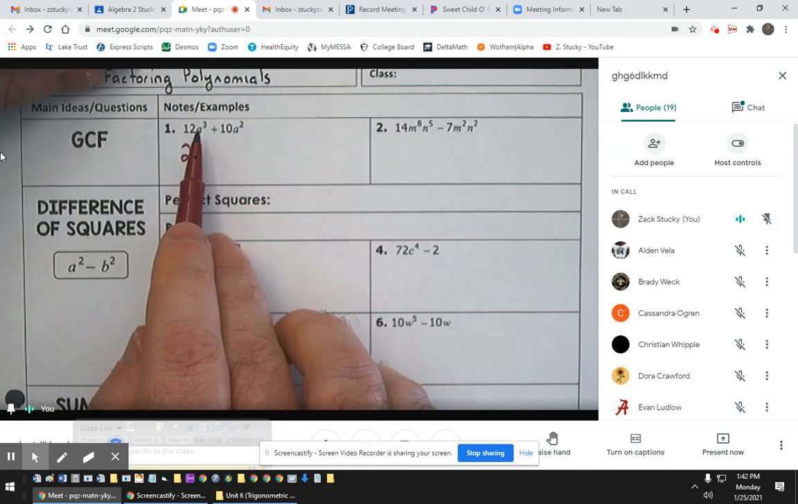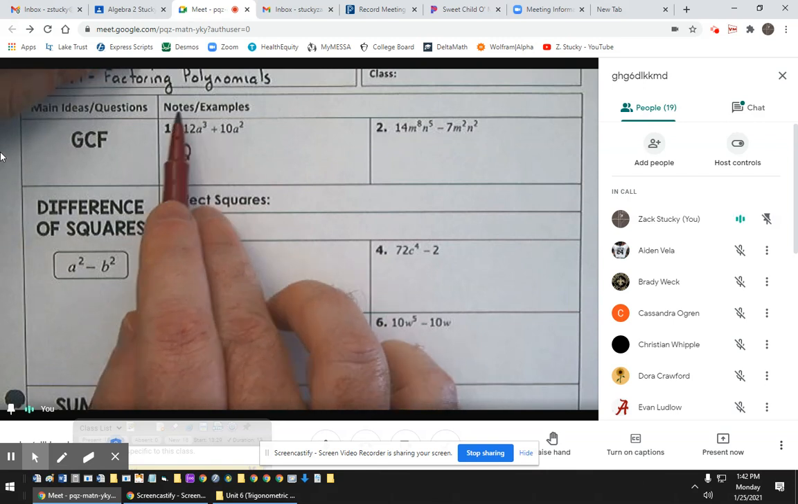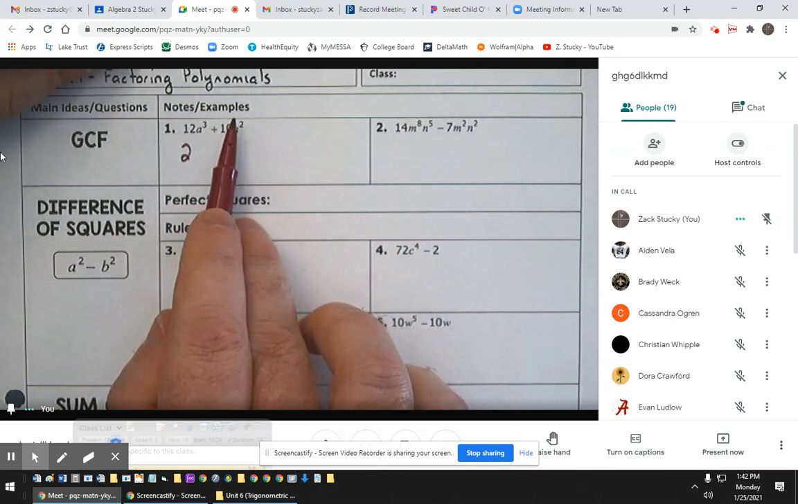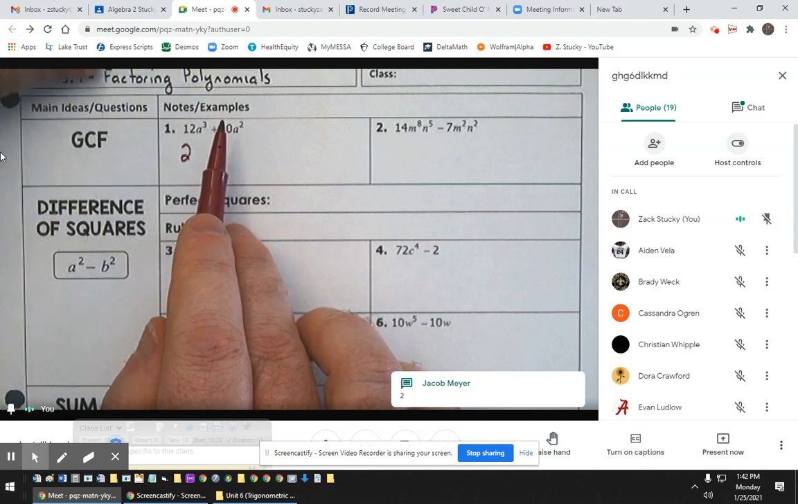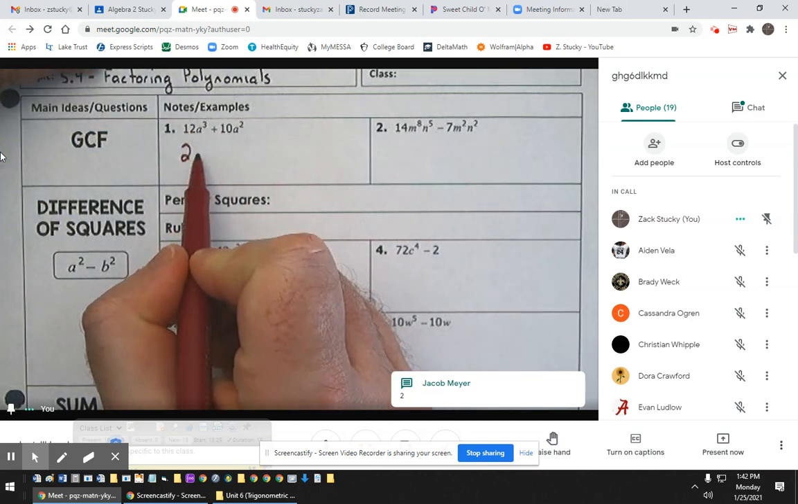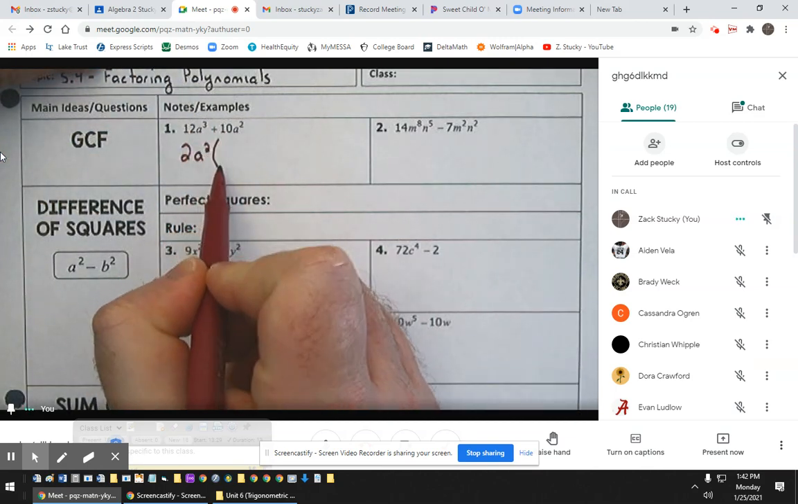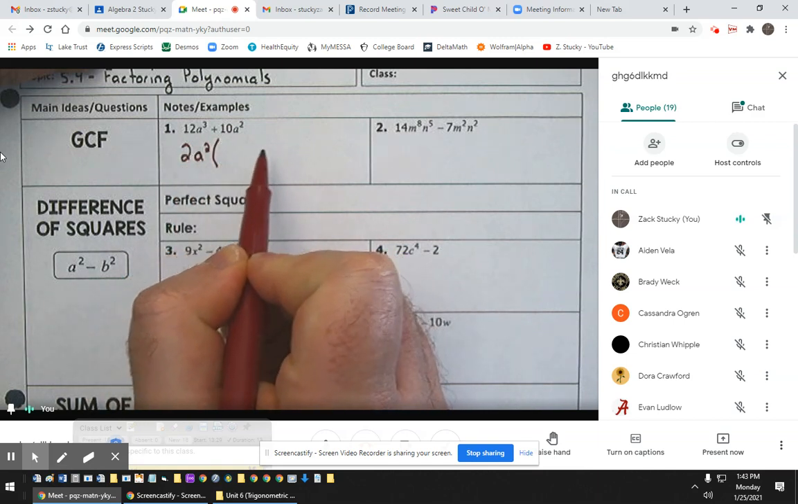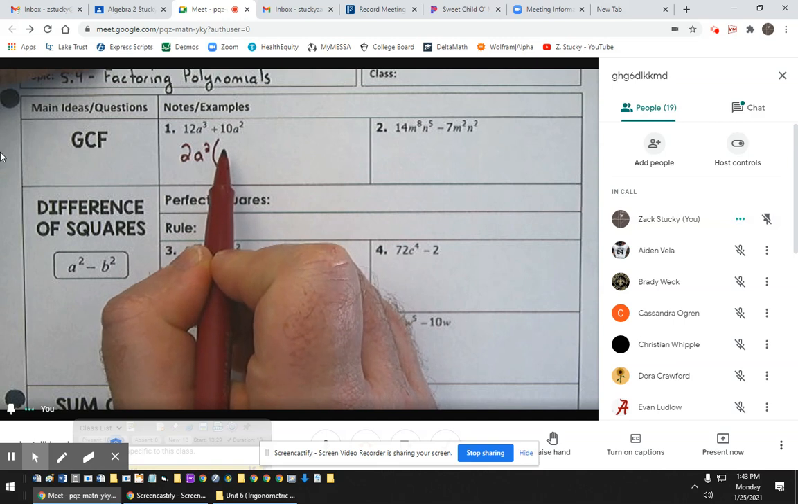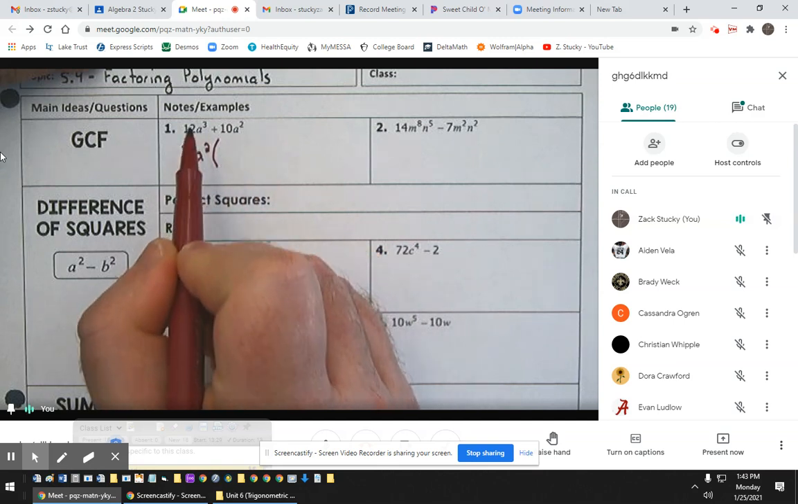Now I'm looking at the number of A's I have. This pile is 3 A's. This pile is 2 A's. So what's the most we can pick up from both piles? 2. We can only pick up 2. Thank you, Jacob. So I'm going to take out 2 A's. Now, that's what I factor out.